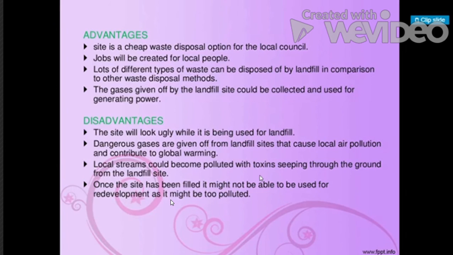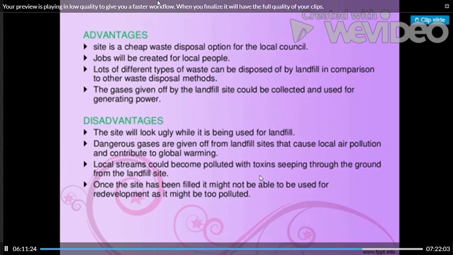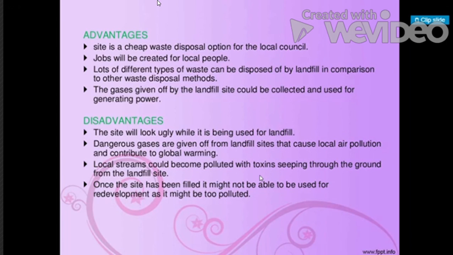What are the advantages? It is a cheap waste disposal option for the local council. Jobs will be created for local people. Lots of different types of waste can be disposed of by the landfill in comparison to other waste disposal methods. The gases given off by the landfill site could be collected and used for generating power.